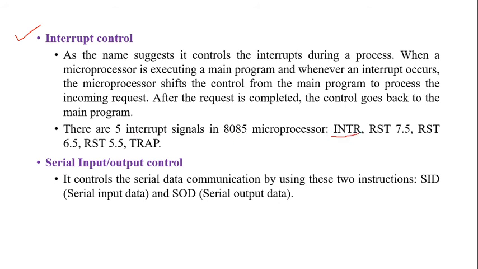There are 5 interrupt signals in 8085. They are INTR, RST 7.5, RST 6.5, RST 5.5, and TRAP. Next one is the serial input output control. It controls the serial data communication by using these 2 instructions, that is SID, serial input data, and SOD, serial output data. That's it.